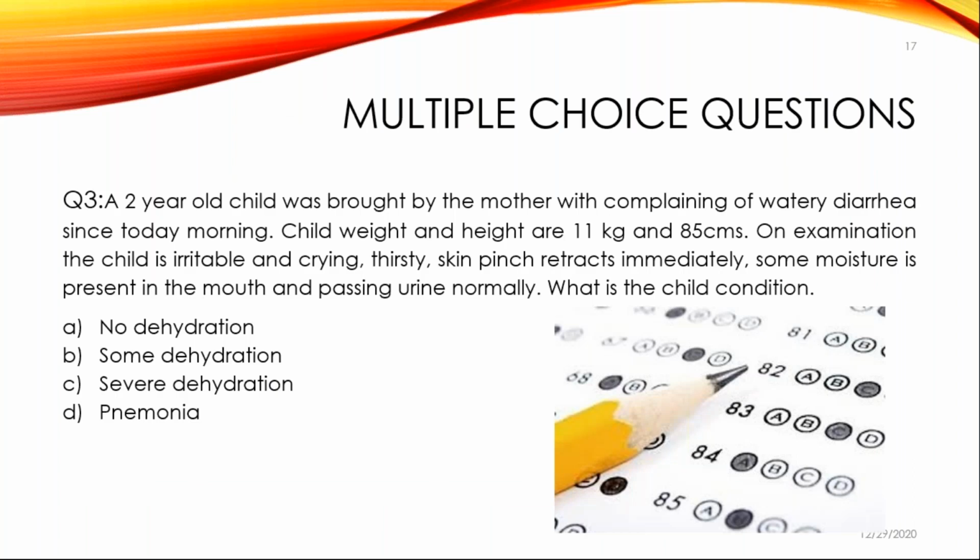The question states that a 2-year-old child was brought by his mother with a complaint of watery diarrhea since this morning. The child's weight and height are 11 kgs and 85 centimeters. On examination, the child is irritable and crying, thirsty. The skin pinch retracts immediately. Some moisture is present in the mouth and he is passing urine normally. What is the child's condition?